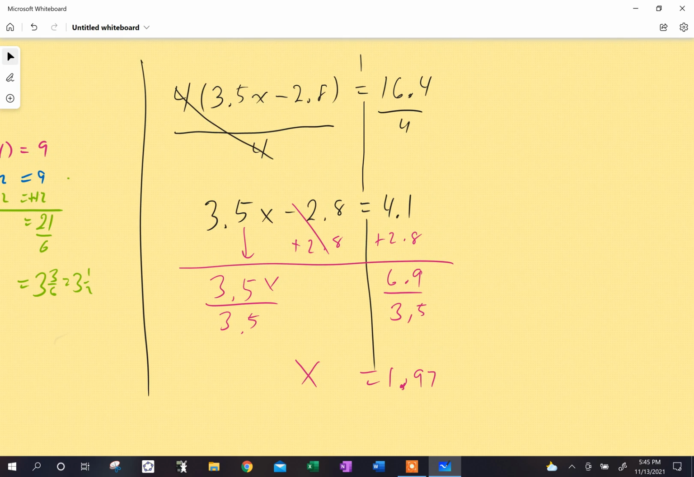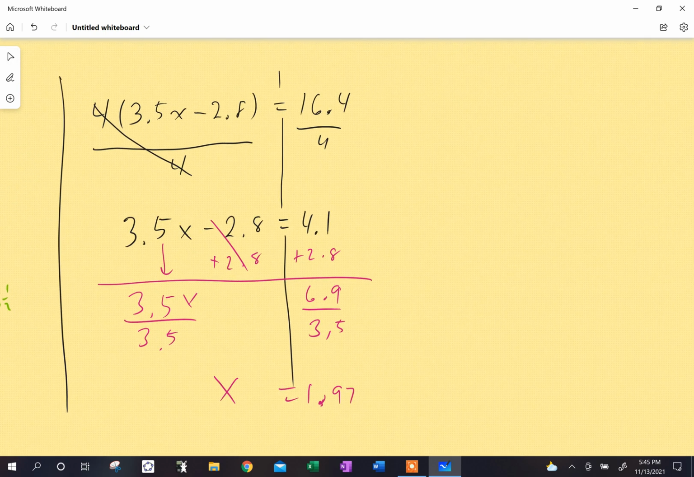Now, is there ever a time when dividing first might not be a good idea? Yeah, sure. So let's take a look at this one. Let's say I had 3 times 2x plus 5 is equal to negative 8. Now you'll notice that 3 doesn't go into negative 8 evenly.